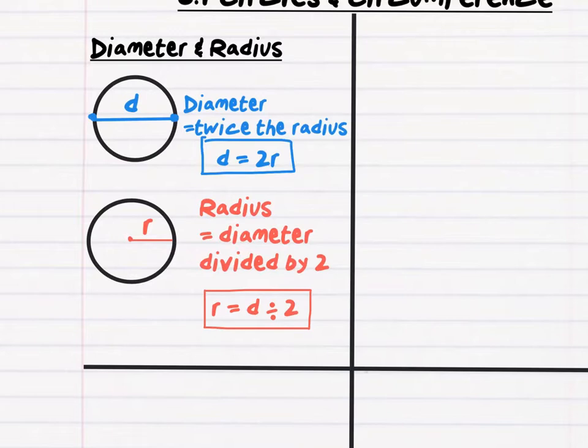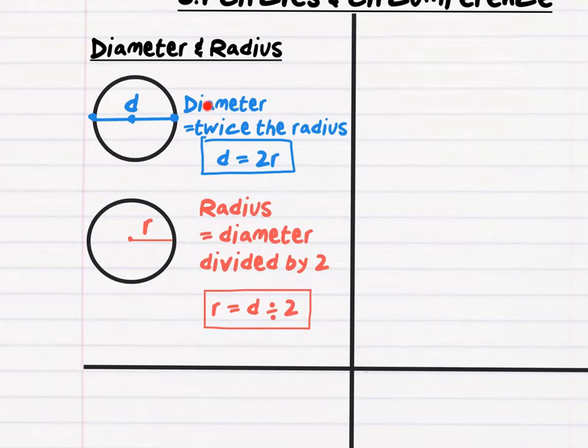Okay, so the diameter of a circle is the line segment that goes from one point on a circle to the next point across, and it's cutting through the center. So I'm going to draw a dot in the middle here. That dot in the middle represents the center of the circle. So a diameter is cutting through the center of the circle going all the way across.